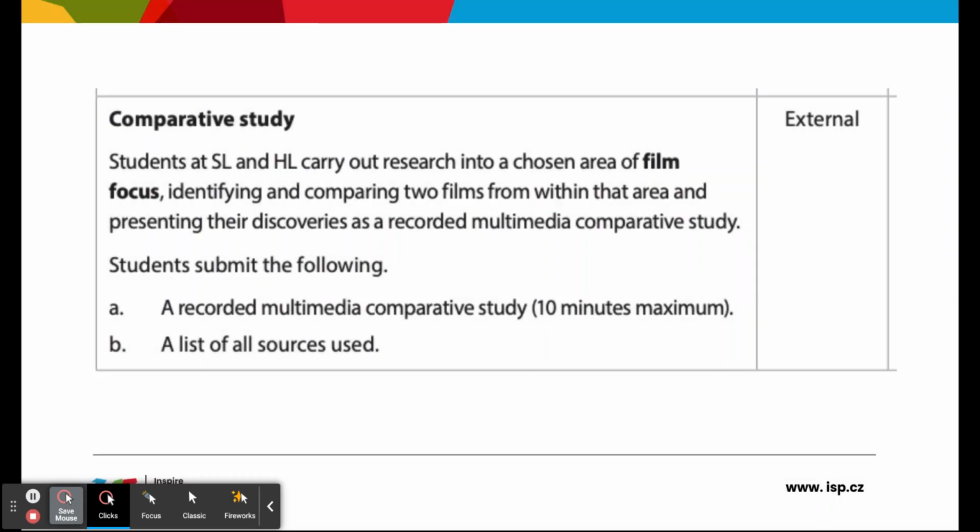The comparative study, this is a big one. This takes a lot of time. So in this one, the students are taking two films from different time periods. A time period might be defined as a couple of decades, pretty much the length of their lives, or a different time period and a different culture, different country. And it's a multimedia presentation that they put together with a list of all sources used.